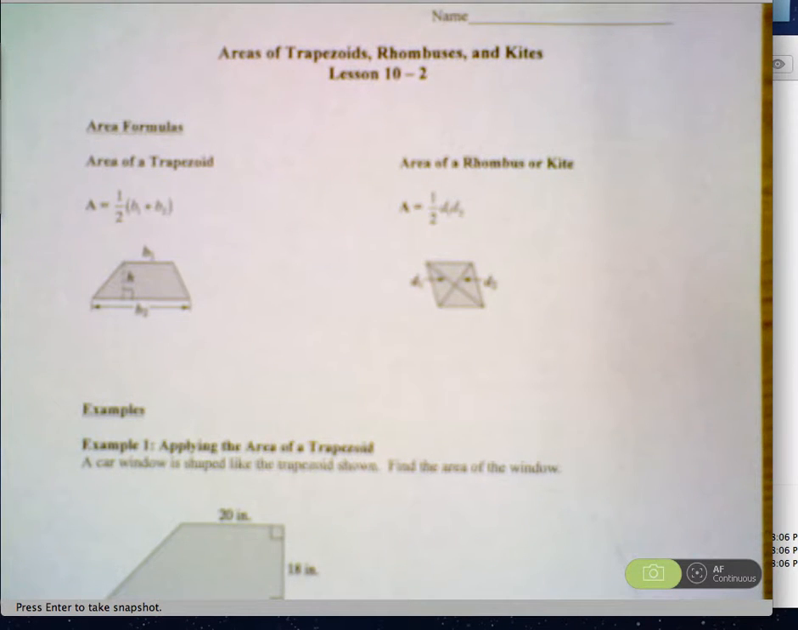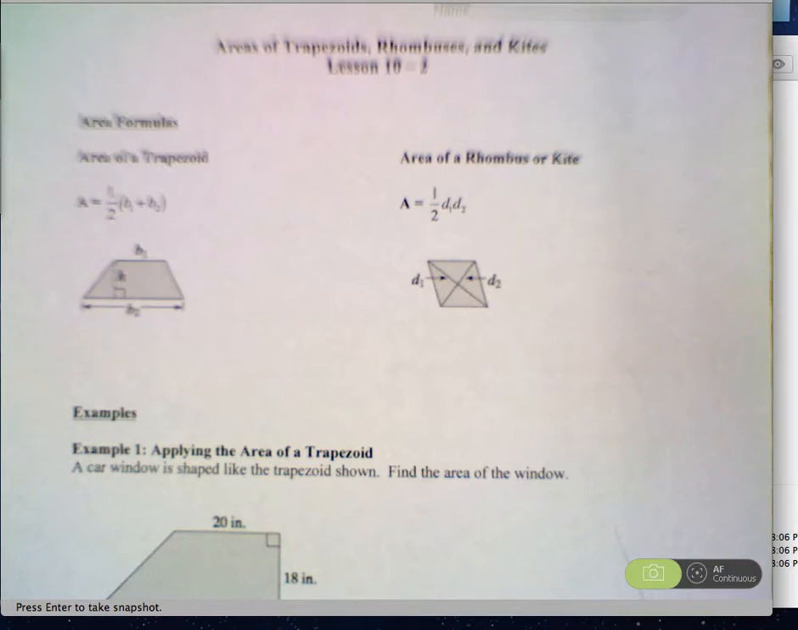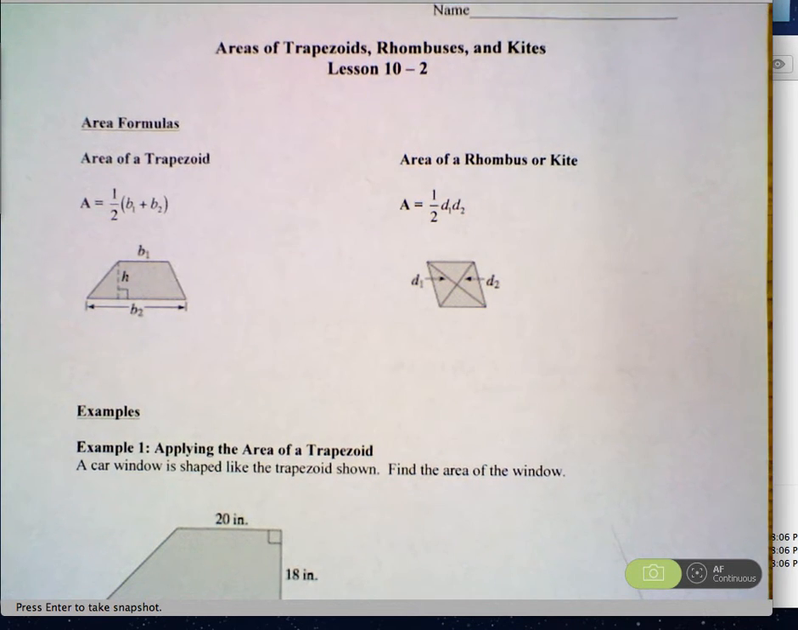Okay, class, we're going to be looking at areas of trapezoids, rhombuses, and kites. You can go ahead and fill these out on your spreadsheets that I gave you yesterday after we get through this video. If you want, transfer the areas of trapezoid over to that spreadsheet along with the area of a rhombus or kite. Rhombus and kite have the same formula.